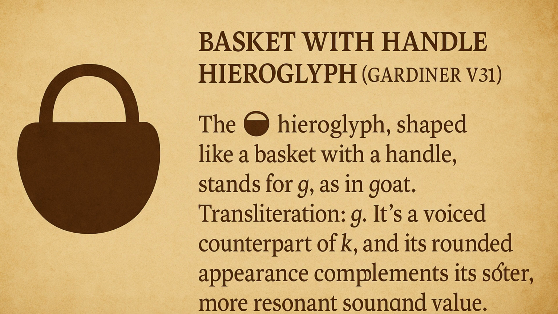15. Basket with handle hieroglyph, Gardiner V31. The hieroglyph, shaped like a basket with a handle, stands for G, as in goat. Transliteration, G. It's a voiced counterpart of K, and its rounded appearance complements its softer, more resonant sound value.